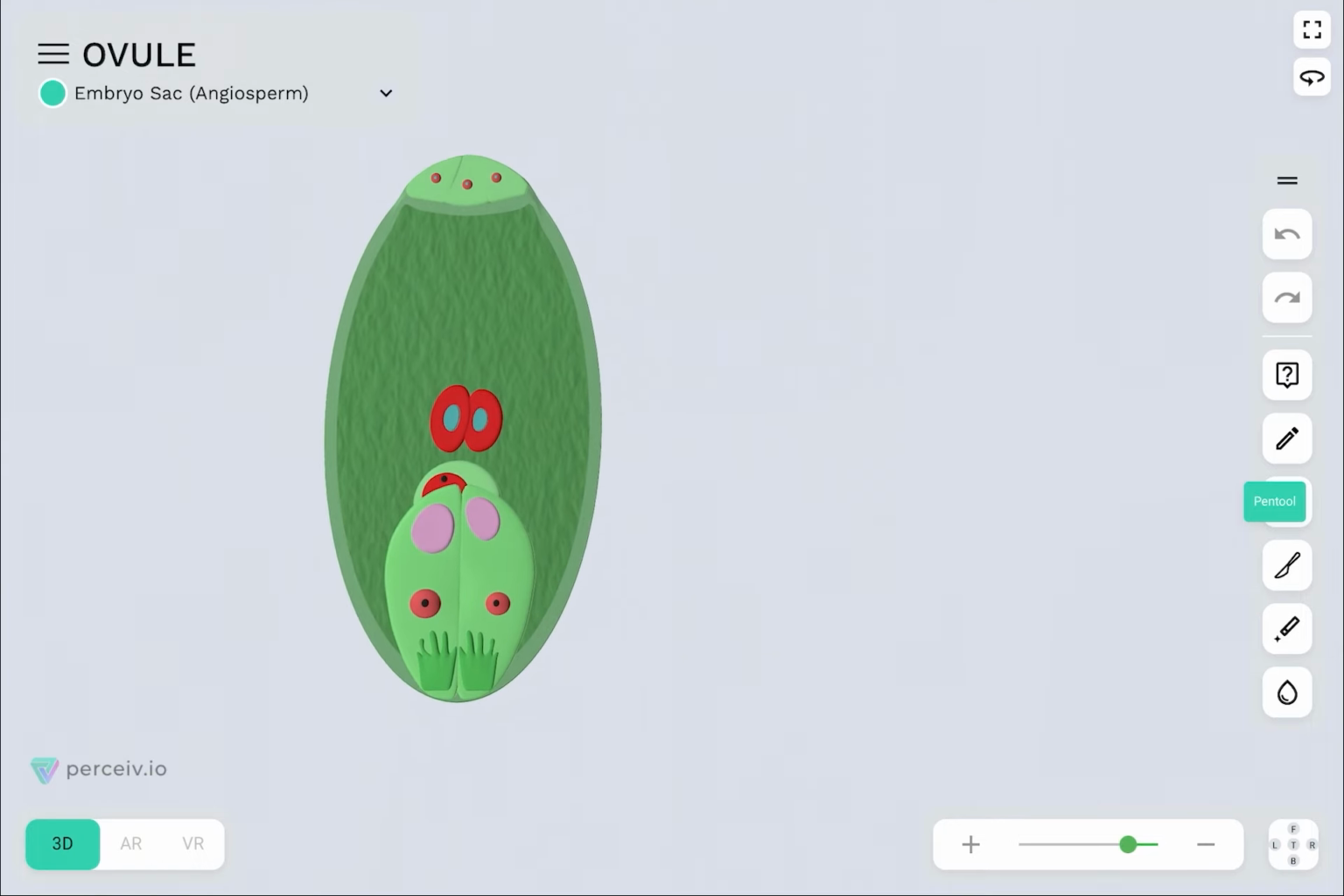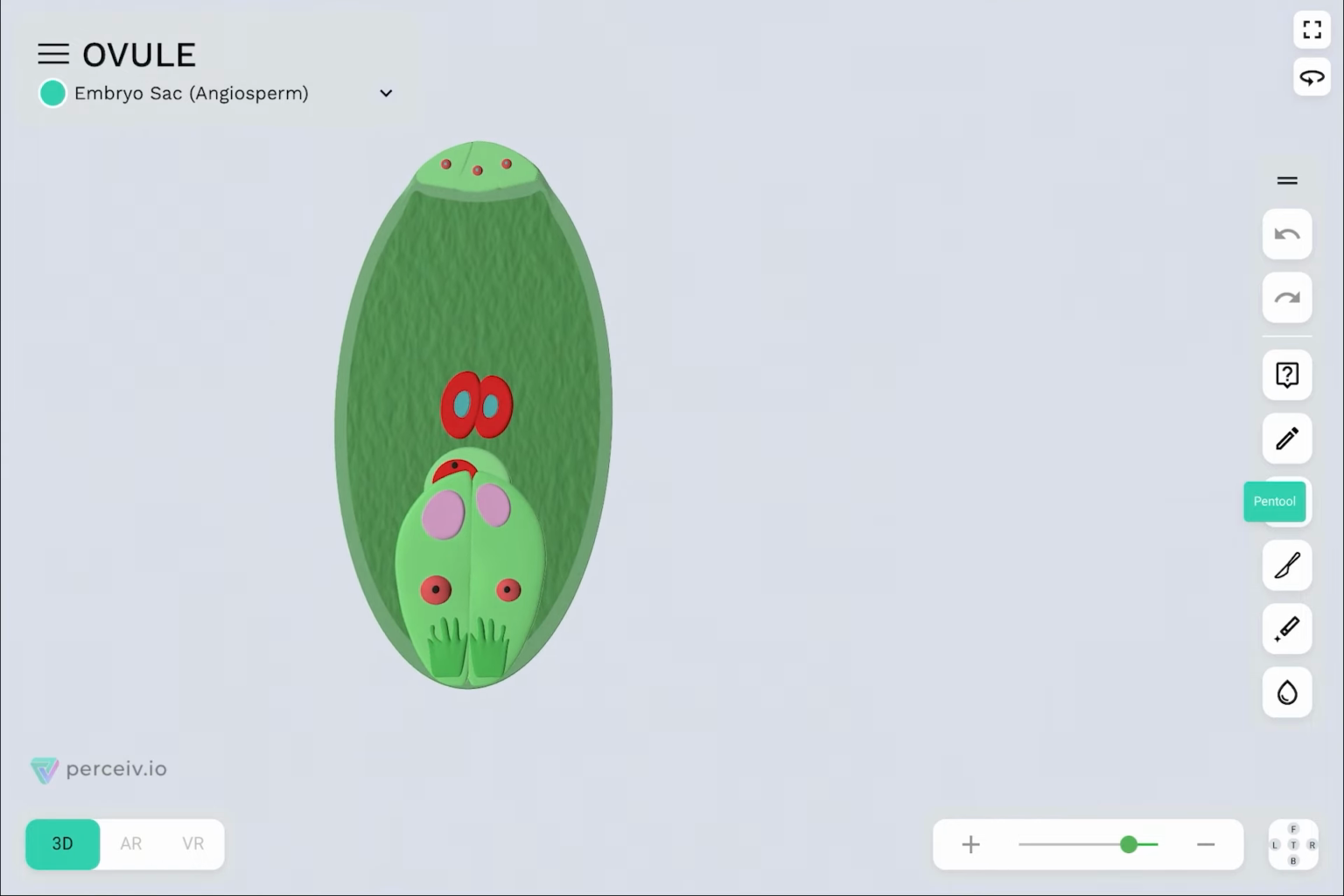Now, the embryo sac is one such important chamber, or structure, of the ovule that plays a very important role in fertilization. First of all, we will label all the components of the embryo sac. We will see how the different cells are arranged in the embryo sac, and then we will discuss the fertilization process further.